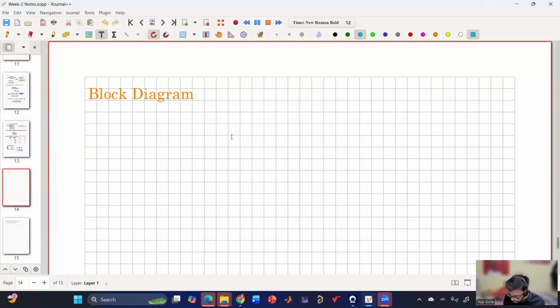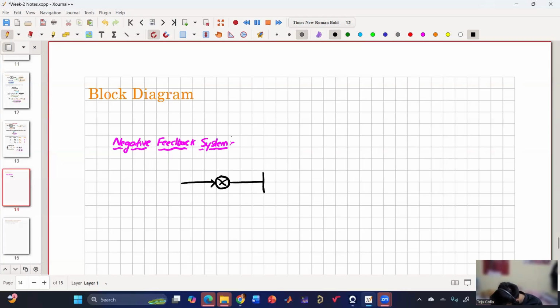Say I have a negative feedback system, which is also quite popular and used in our day-to-day life as well. It will have a summer block. It has an input followed by the transfer function, say G of S, and then this is the output. There is a feedback, and say the feedback gain is H of S.